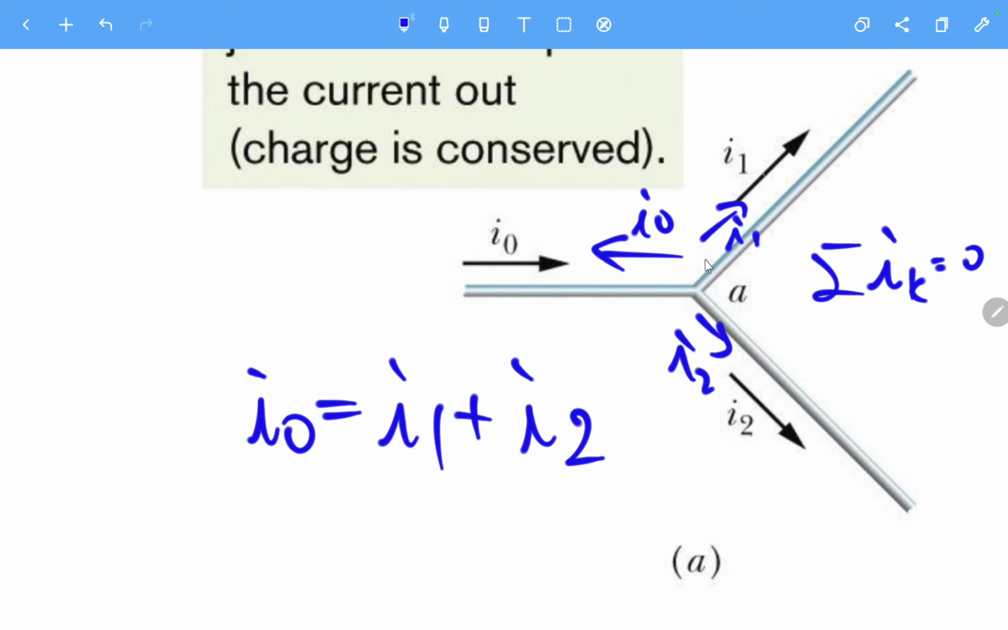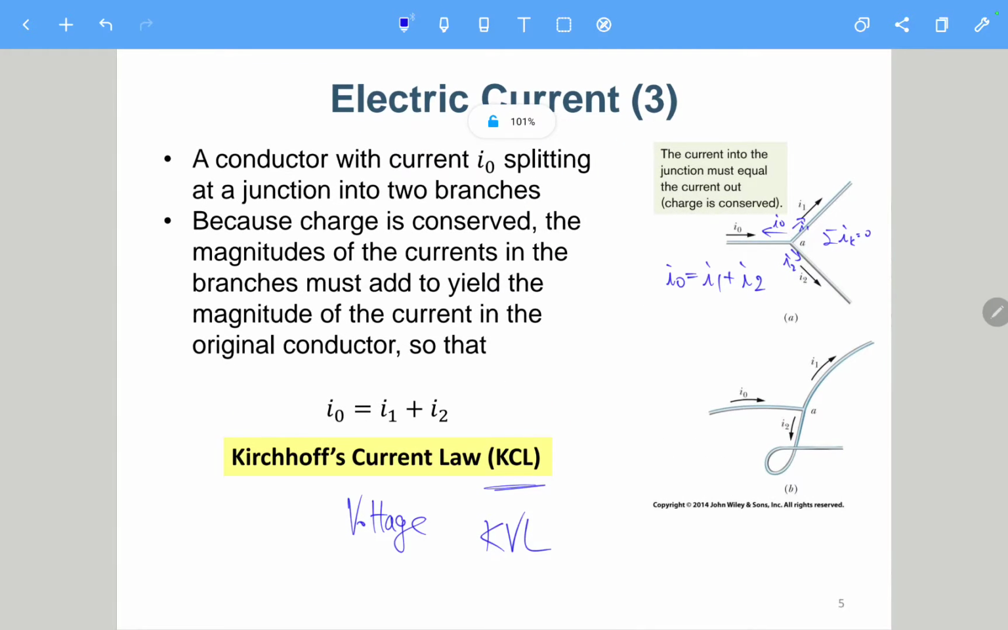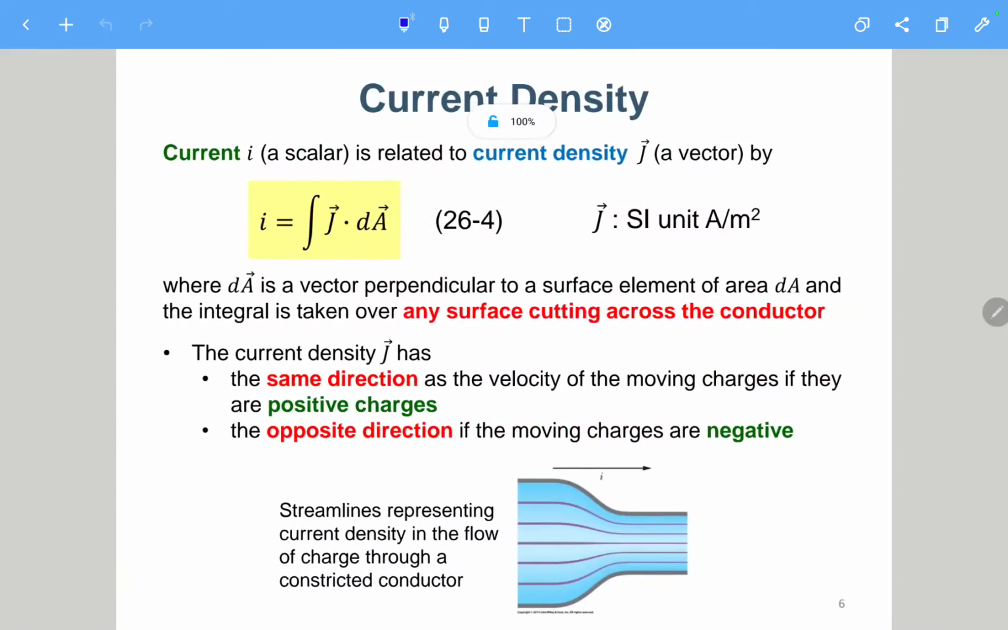Then you have less chance to make mistakes, because if some of the currents are going in and some going out, you need to distinguish which one is positive or negative. You can make mistakes on the plus or minus sign. But if I define all the currents going in or all going out, and they sum up to zero, you have less chance to make mistakes.